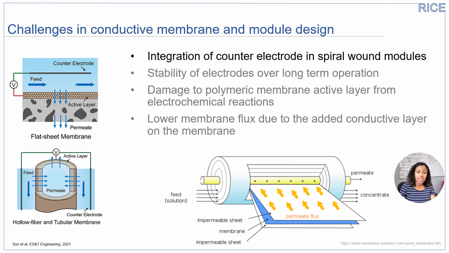One of the challenges in implementing this idea is how to practically integrate two electrodes in a membrane module. If the membrane surface is being used as the working electrode, there needs to be a counter electrode, which can be a separate rod or a sheet or a permeate spacer. In some studies, there's another electrode on the permeate side that serves as a counter electrode.